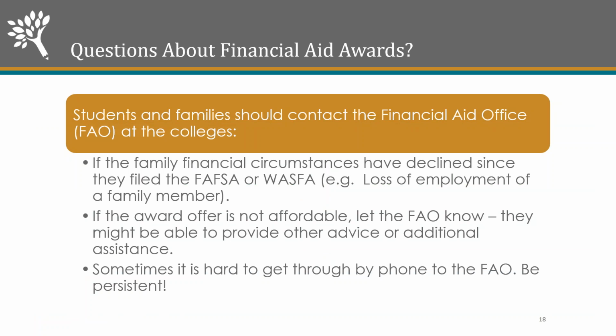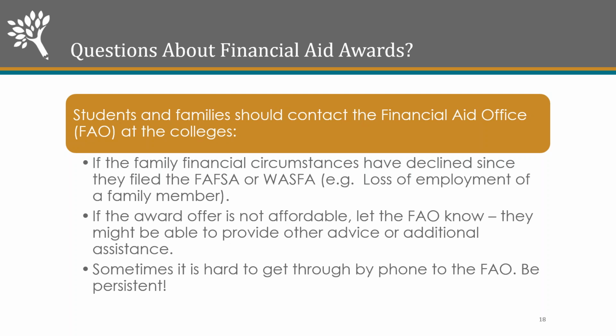So if students have questions about your awards, so maybe your award doesn't look like you thought it was, or you don't understand your award, or other situations, you want to contact that financial aid office, especially if family financial circumstances have declined since they filed the FAFSA or the WAFSA. So if someone has lost employment since 2015 and your income is not reflected accurately, you're going to want to talk to them about that.